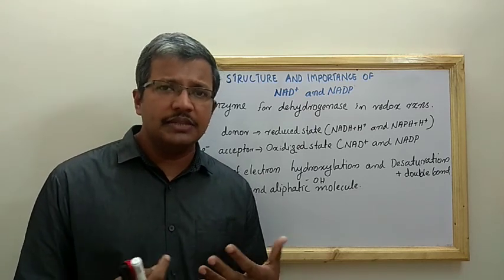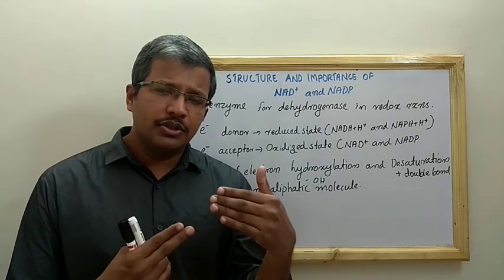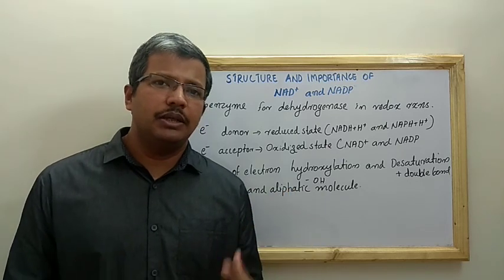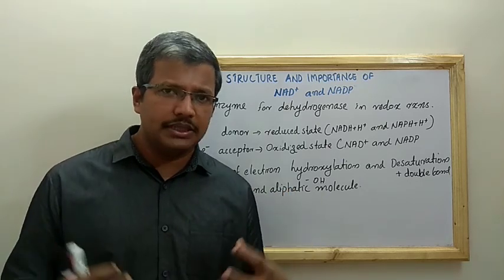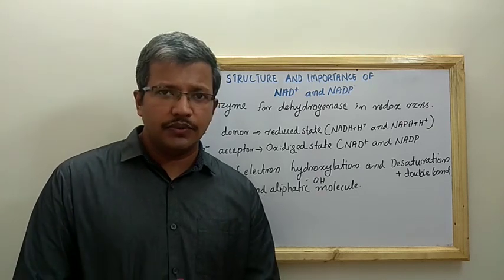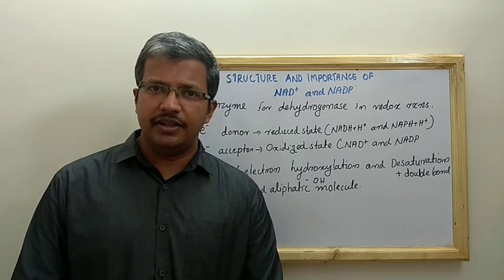And what is the linkage between the nitrogen base and the sugar? What is the linkage between the sugar and the phosphate? In that way you have to explain it, and only then does it become the complete answer. Hope you understood how to answer that question. So let us see the next part, that is FMN and FAD.